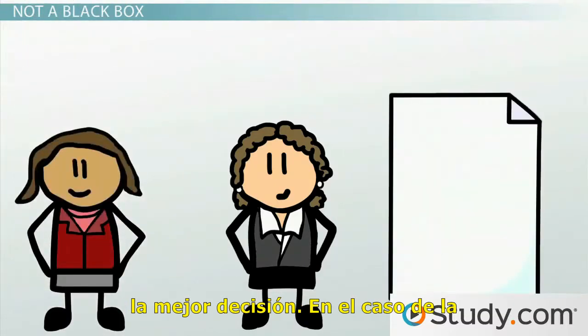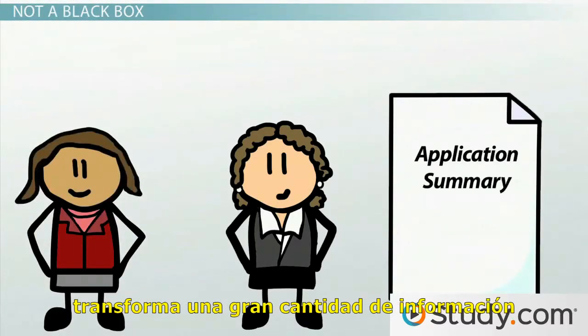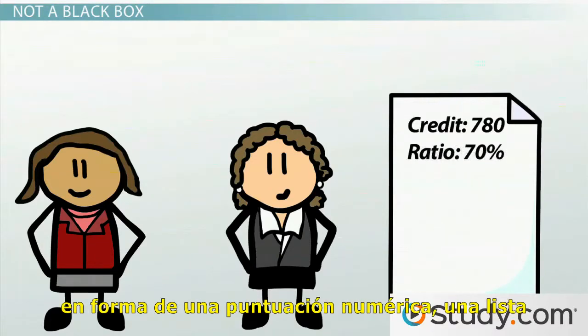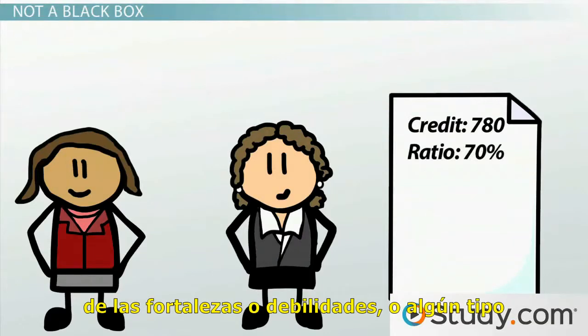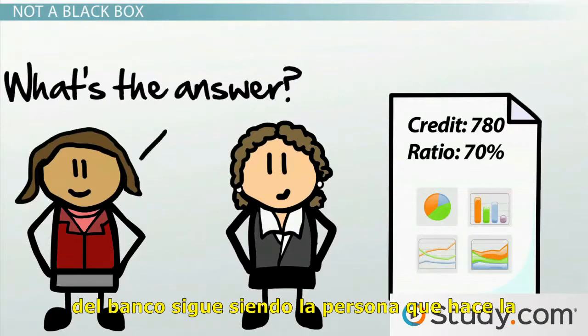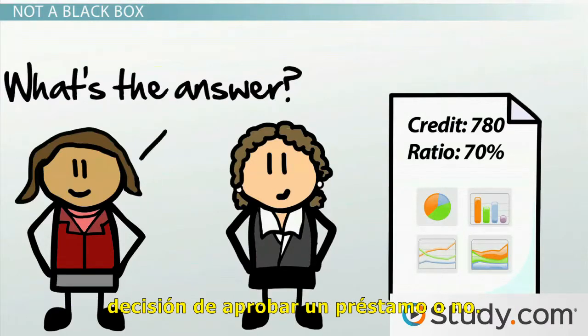In the case of the mortgage loan application, a DSS transforms a large amount of information into a meaningful summary. This could be in the form of a numerical score, a list of strengths or weaknesses, or some type of visual. The bank employee or bank manager is still the person making the decision to approve a loan or not.